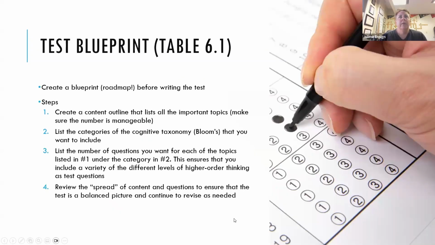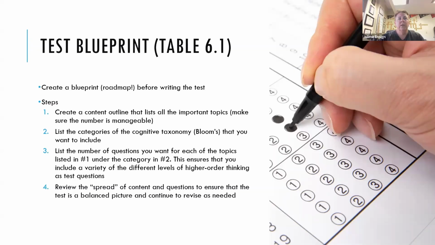Okay, so let's talk a little bit about test blueprints. If you look at table 6.1 in your book, it'll give you some more information. But you should always have a roadmap before you start writing the test. As we've talked about a bunch, you need to have objectives. And so you're going to create a content outline, all the important topics that you know you need to put on the test. This shouldn't be so many that the test is going to take a super long time, but it has to fit into the context of when you can apply the test.